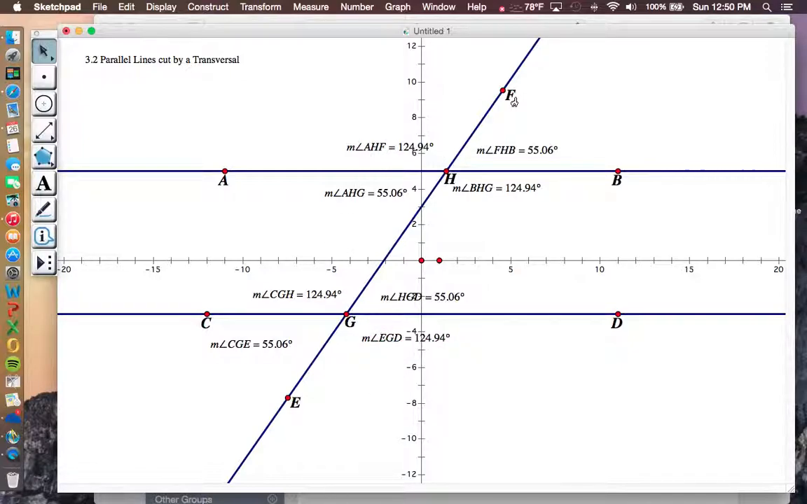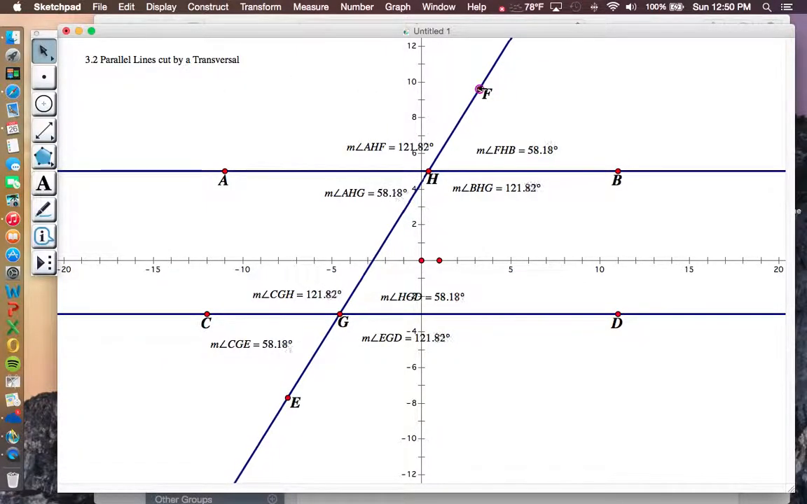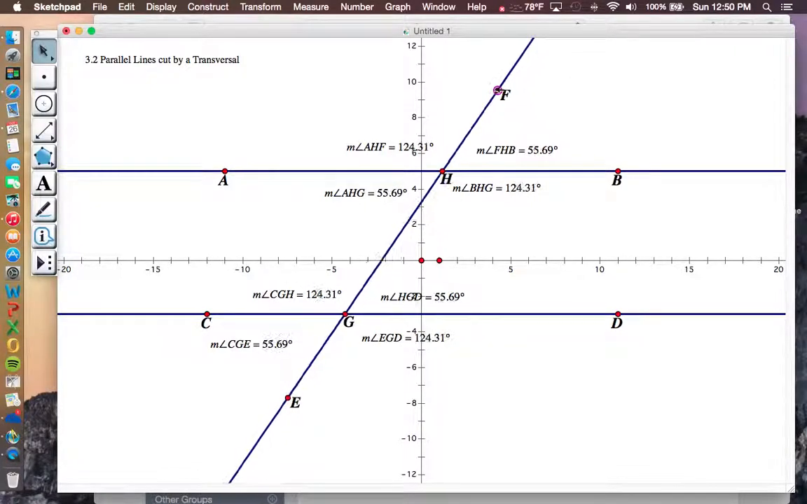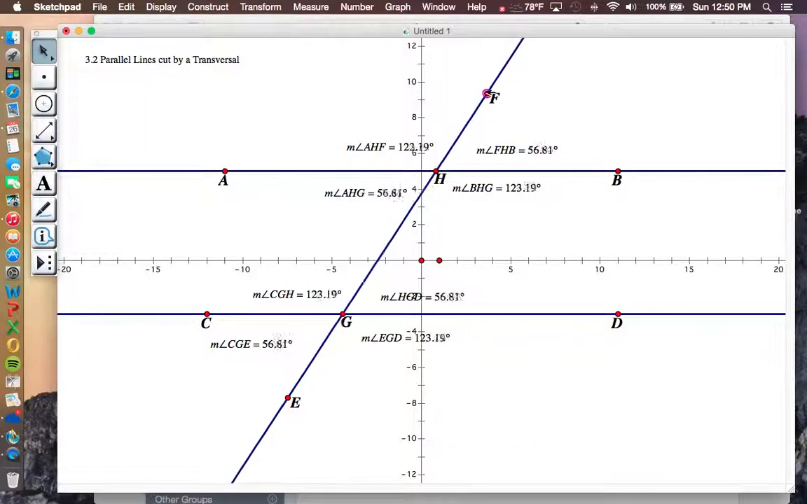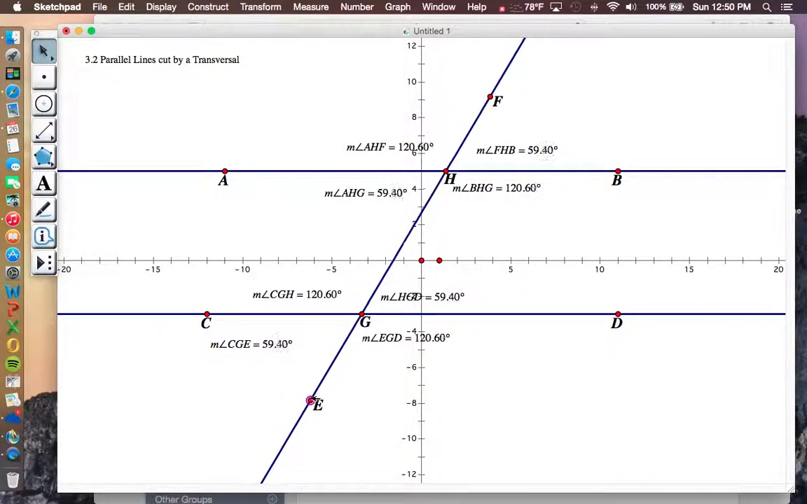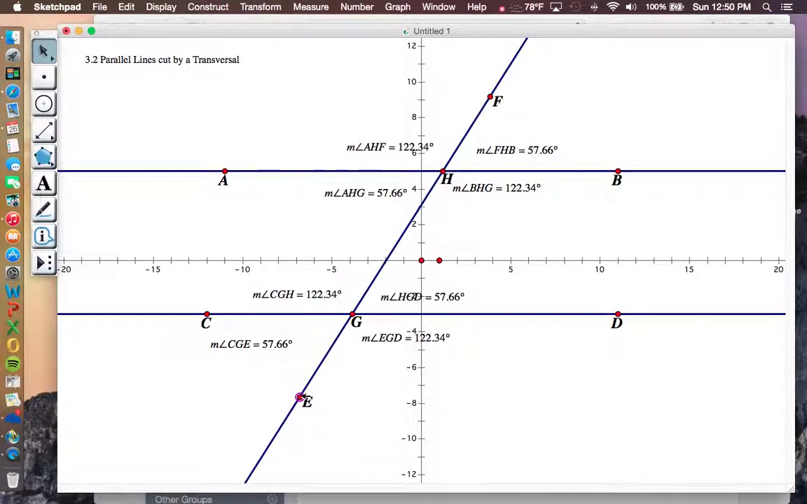Now, I want to just quickly show you something. Look what happens if I move point H. Okay, all those angle measures change, but notice how the vertical angles, wherever I change it, my vertical angles remain the same. Okay, and then they also remain the same down here. It doesn't really matter. If I move point E, okay, I'm going to end up getting the same thing. They're all just going to change together. They're all going to be the same thing.